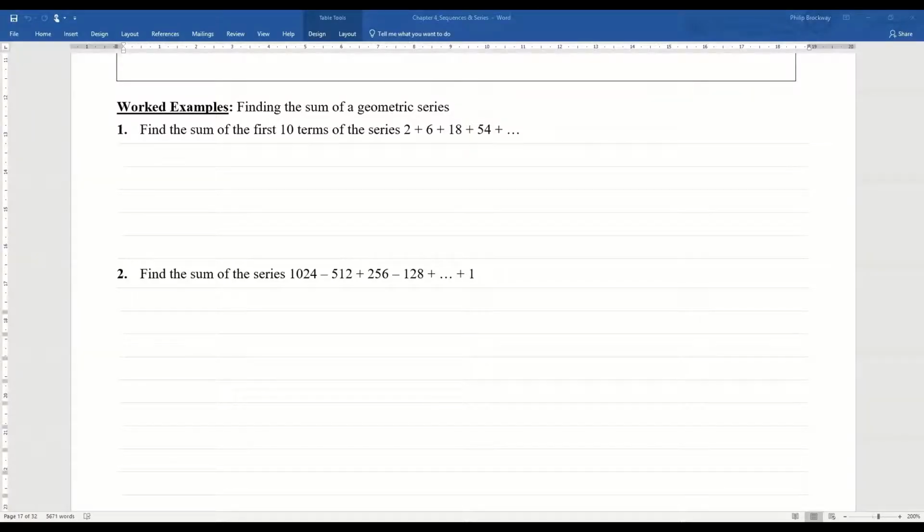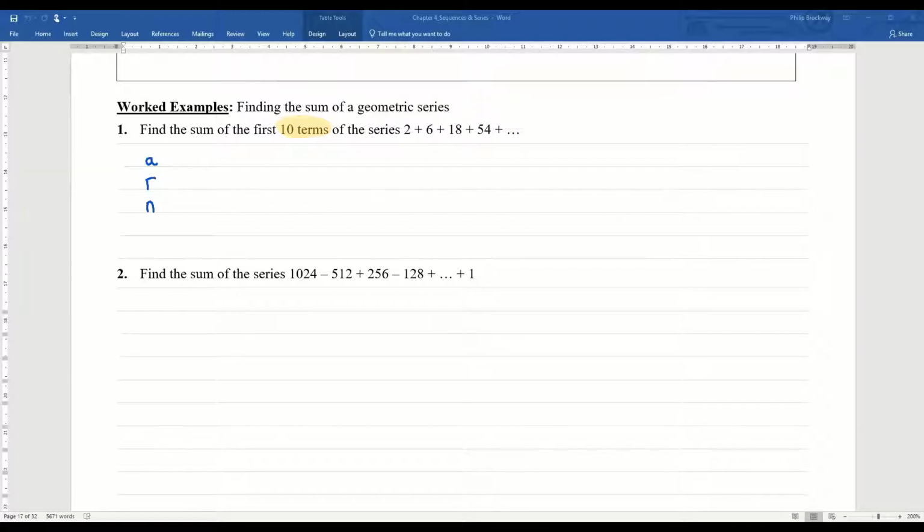All right, so let's have a look at our first worked example. We have a series and we're asked to find the sum of the first 10 terms. So that's obviously an important piece of information. Just note as well, when we're finding the sum of a series, what piece of information do we need? Well, we need to know the first term. We need to find A, don't we? We also need the common ratio as well. And we also need to know how many terms we're going to sum over.